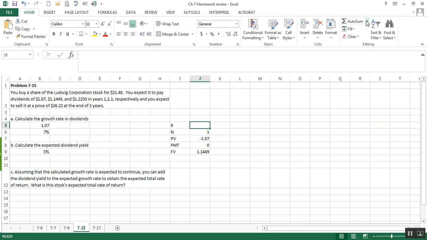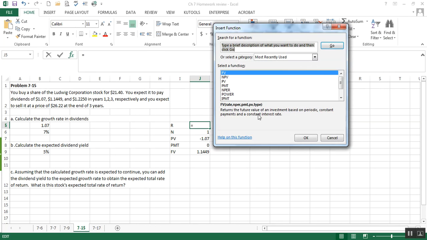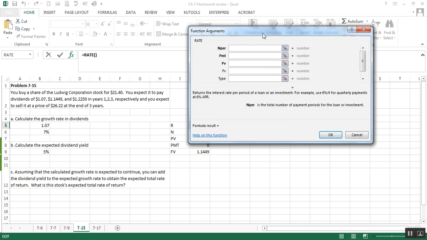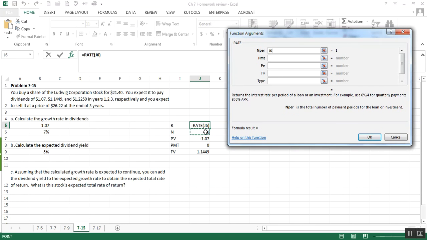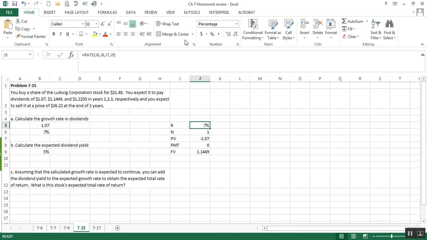So we use our rate formula. Number of periods is 1. Payment is 0. Present value is 1.07. Future value is 1.1449. And again, our rate is 7%. Okay? We just calculate our dividend yield as 5%.